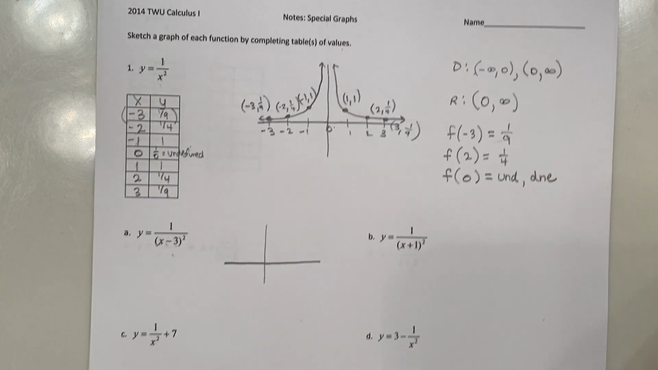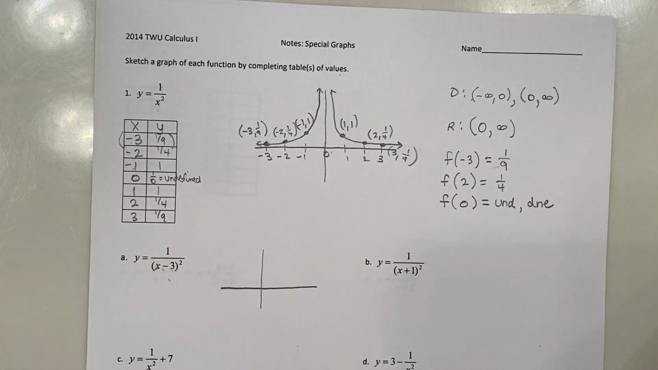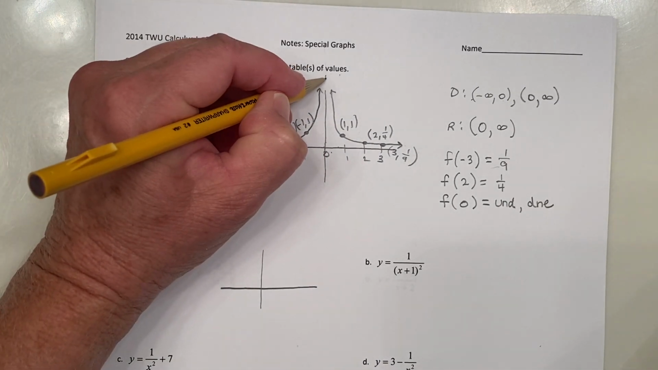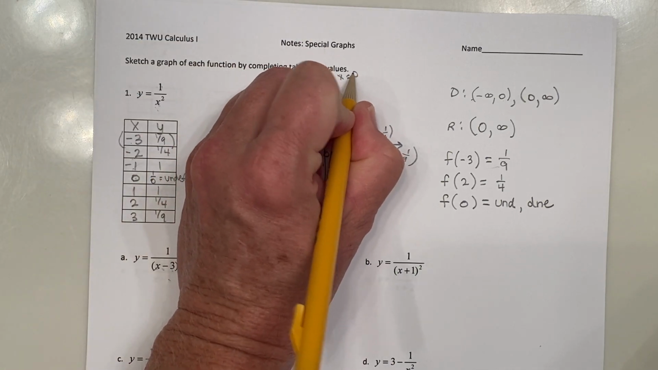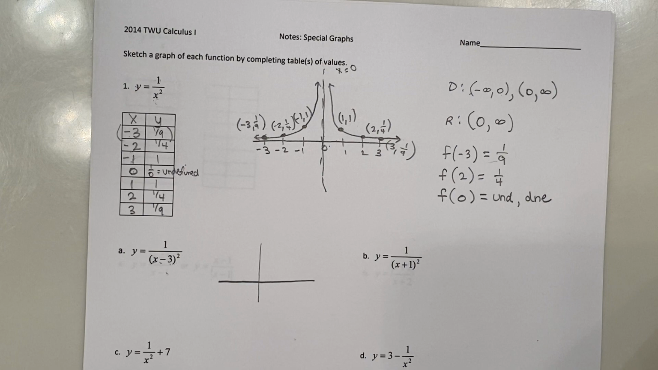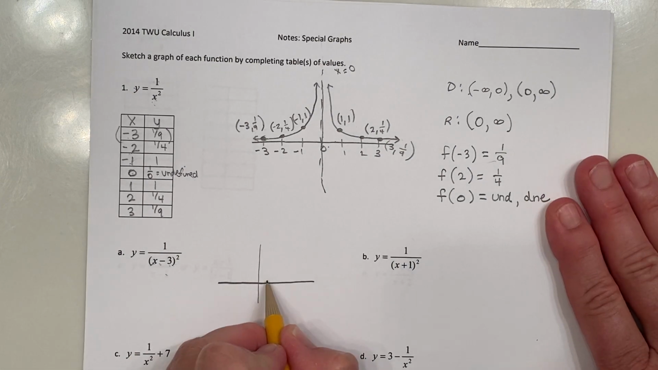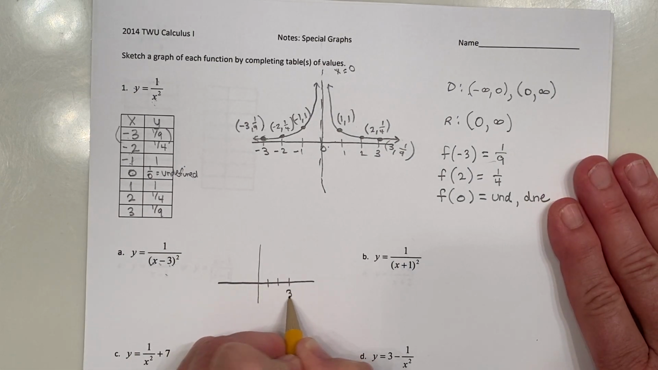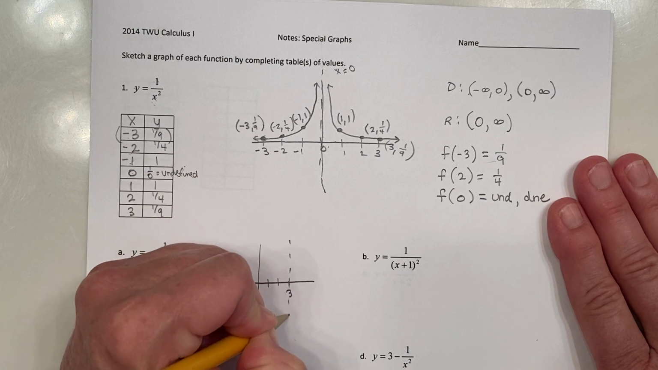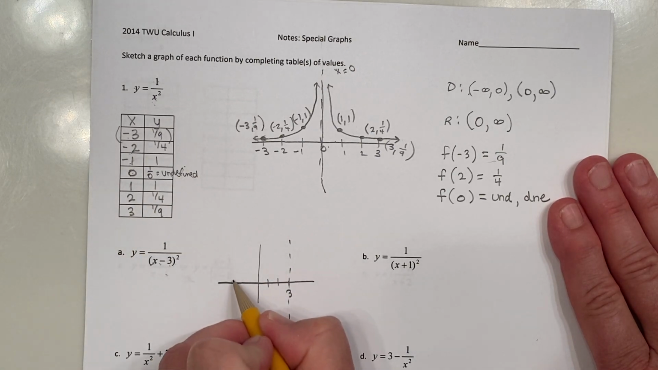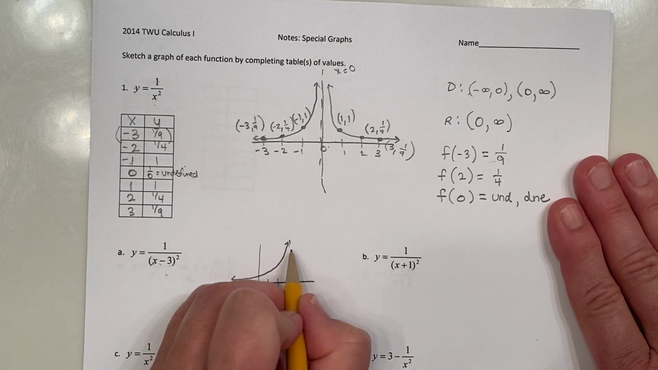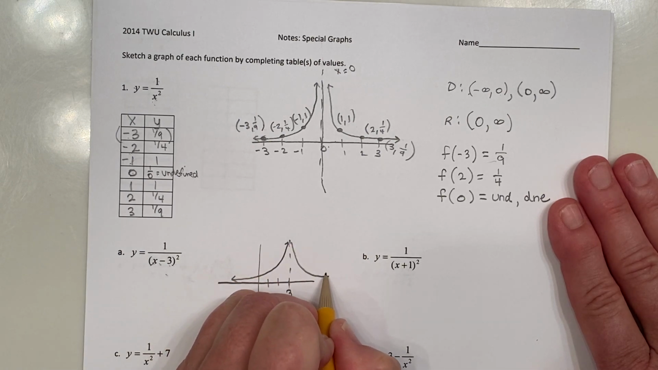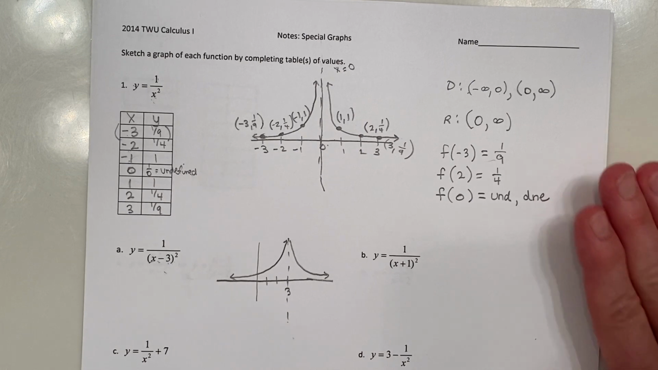So what would be a key feature to shift right 3? Well, notice that you have a vertical asymptote at x equals 0. So how about if we shift that vertical asymptote to the right 3? So let's just document it, 1, 2, 3. Let's put in a vertical asymptote here. And then from there, we can draw the same basic shape of the parent function around x equals 3.